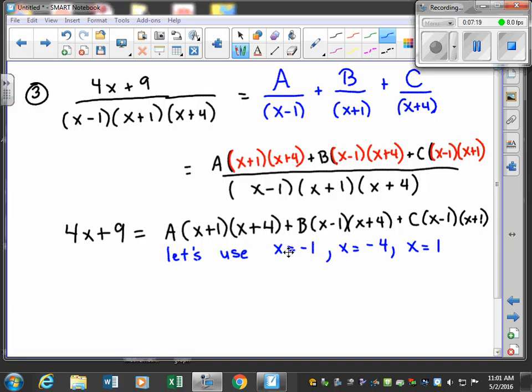So basically, we're going to have 3 cases. I'm going to do it one time when x equals -1, like we did. I want you to do a second time when x equals -4. And I want you to do it a third time when x equals 1. And then let's check our results.